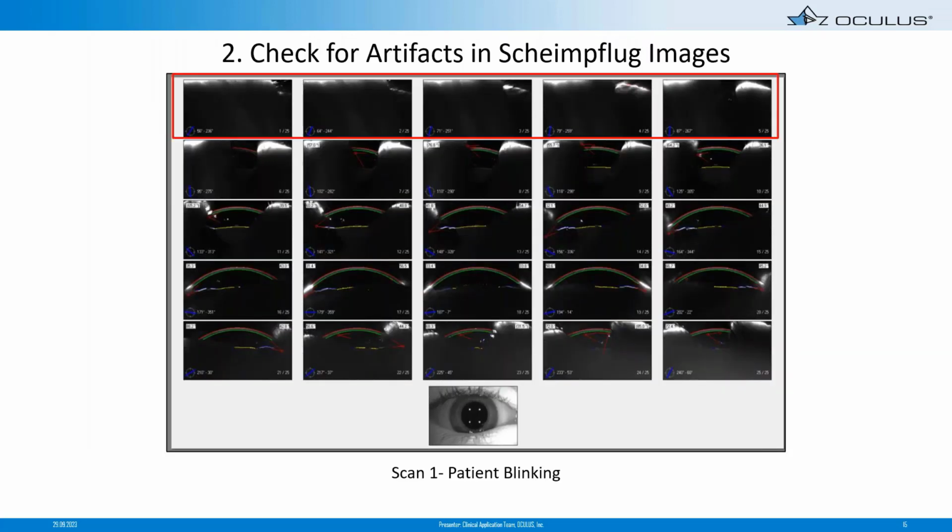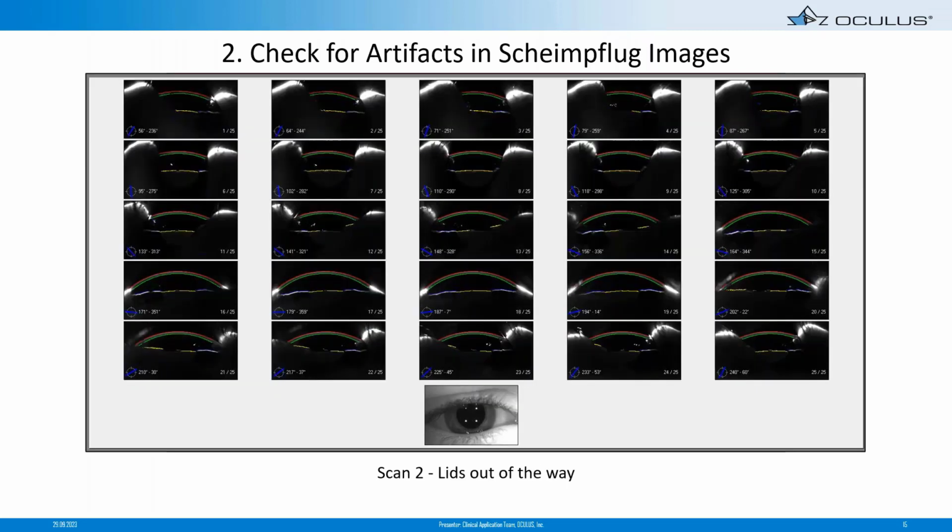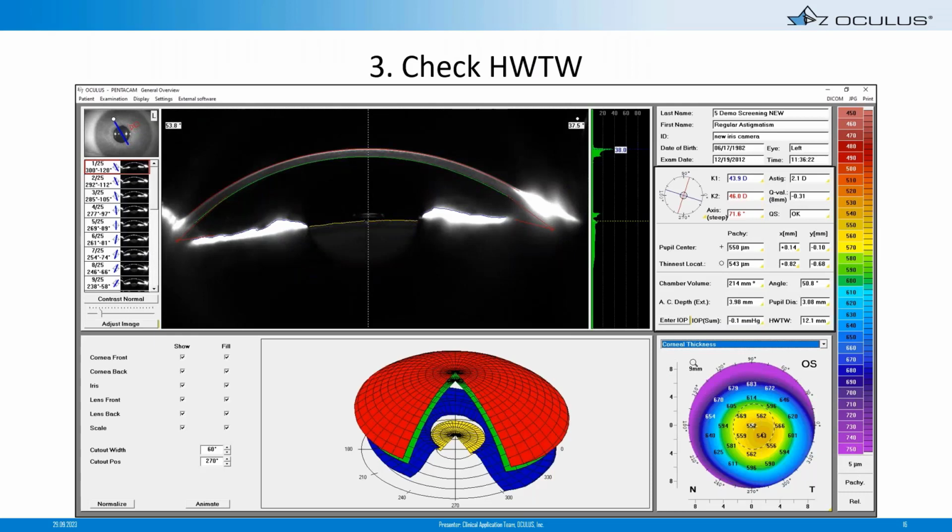In the example on top, we are seeing those frames being blocked, or those live Scheimpflug images being blocked because the patient blinked. So we retook the scan, and on the second attempt, we have a much better quality scan for this patient. The third thing we're going to check is our horizontal white-to-white.